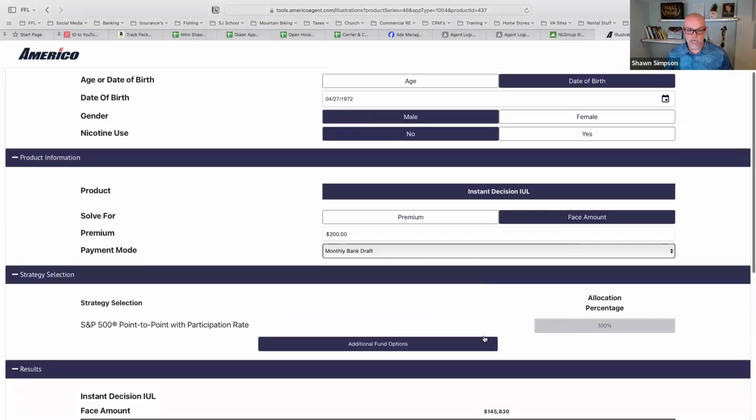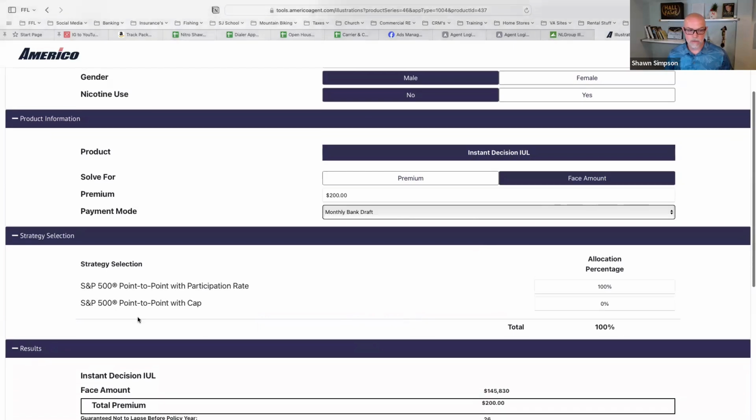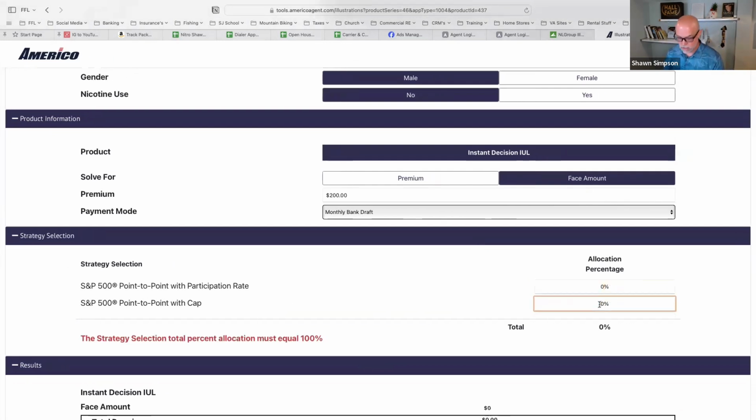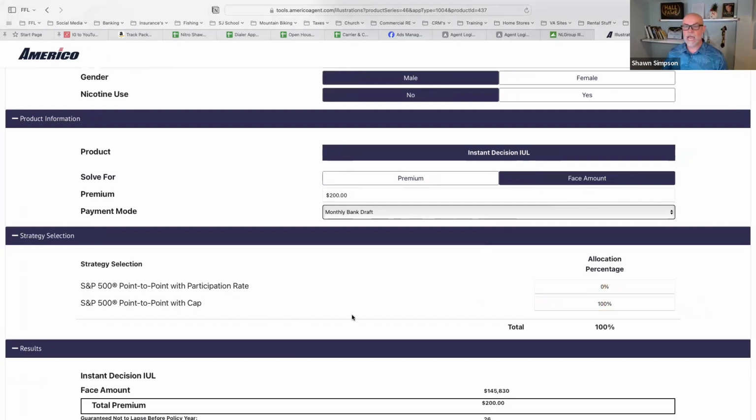So down here, you can change the allocations as well, right? So here's S&P point to point with the participation rate. So this only does 80%. What I like to do is I put them at 0% for that and 100% for the point to point with a cap. Now this will give them a 15.25% illustration or cap, but they get 100% of our participation rate. So if the market does 12%, they get 12%. Okay. If you do the participation rate, if the market, there's no cap. Okay.